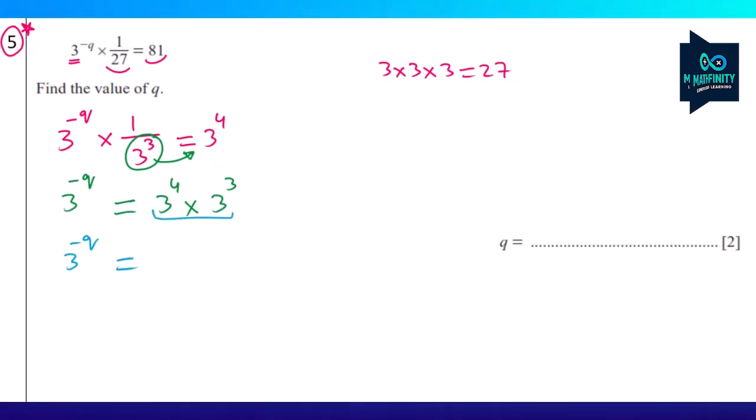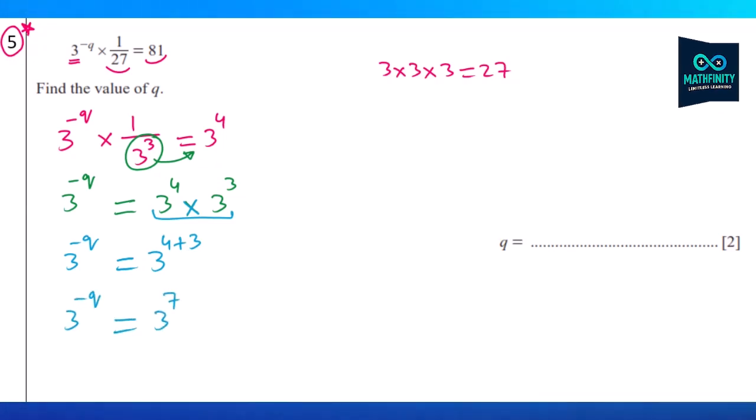Now here we will apply both rules. Bases are same. Yes, bases are same. What operation is between them? Multiplication. If bases are same, so we will add the powers. So what we will write? Negative q is equal to 3 raised to power 7.